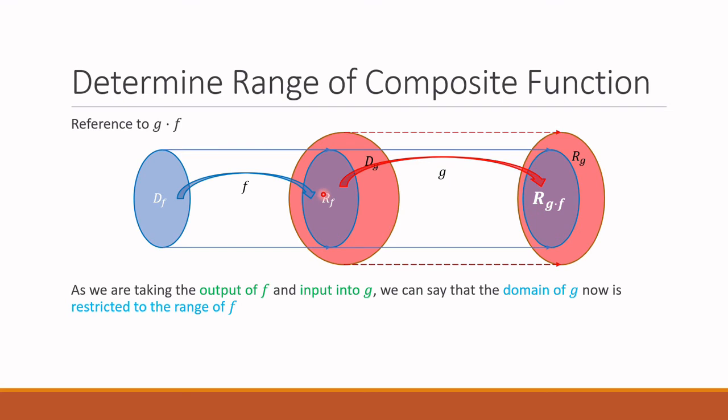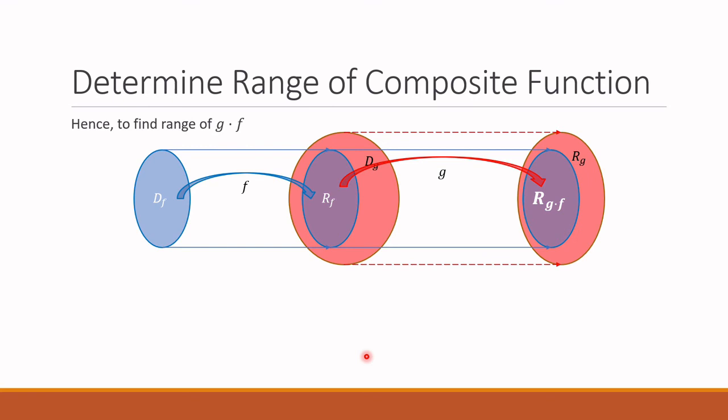Okay, so what we have is that we are taking the output of f and putting it into the function g, so this becomes the restriction. Okay, let's just move on to the next one.